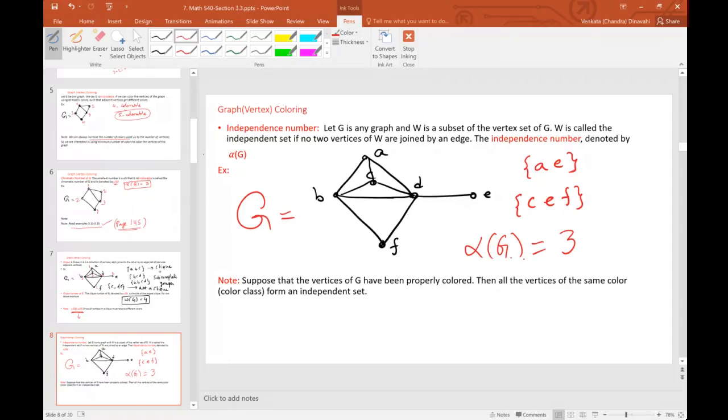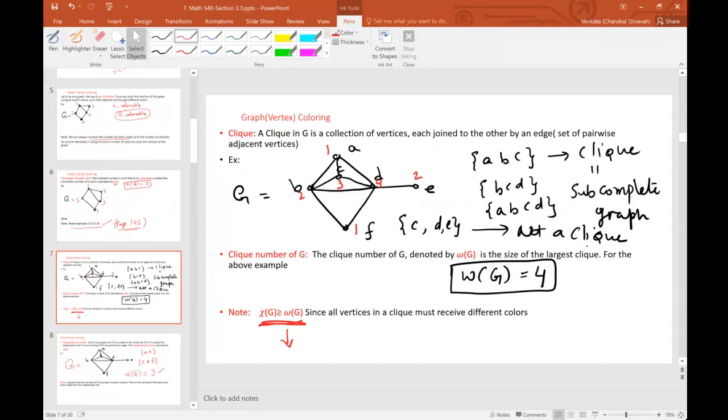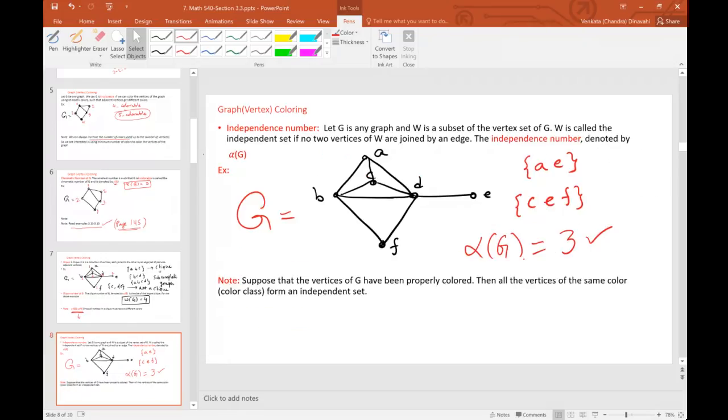So for this particular graph, independence number is going to be 3. So clique is one extreme and independence number is the other extreme. There is a nice relation between clique and chromatic index. Similarly, is there any relation between independent set and chromatic index?